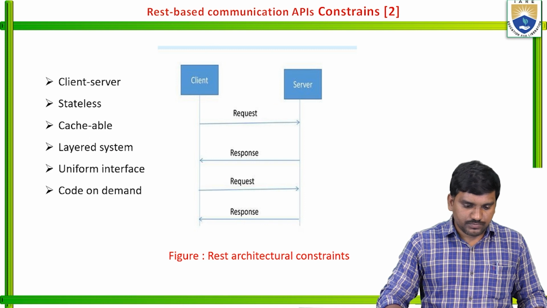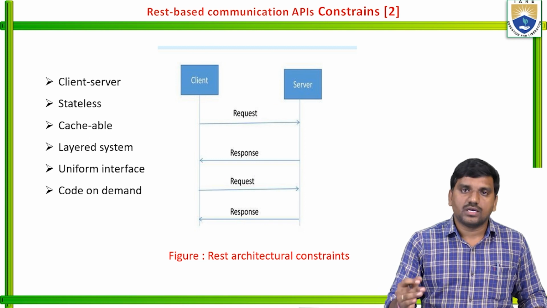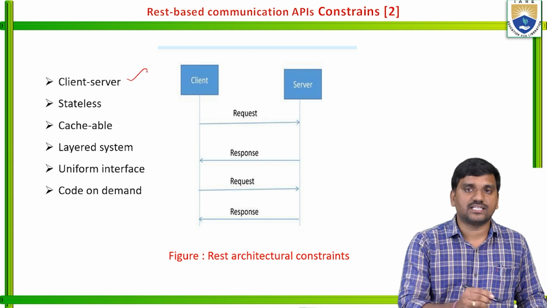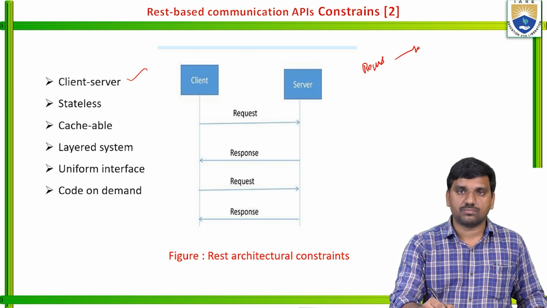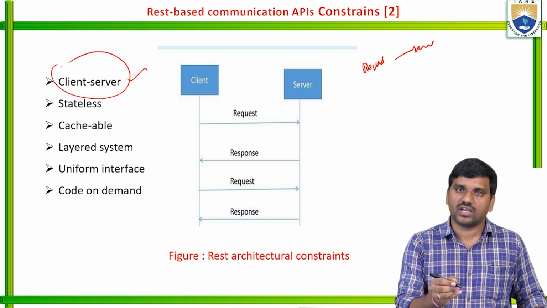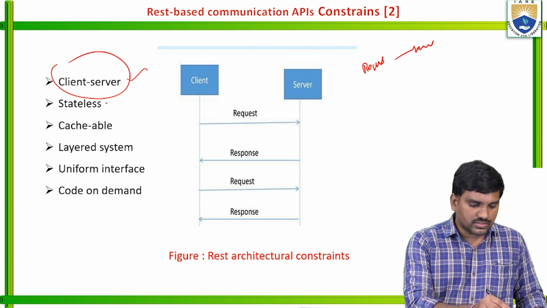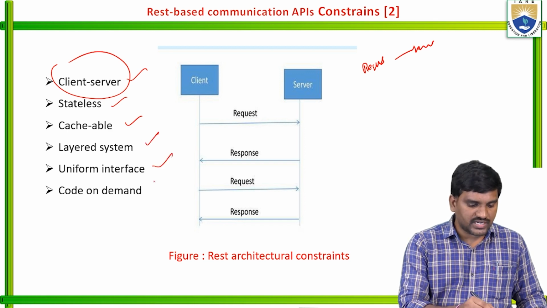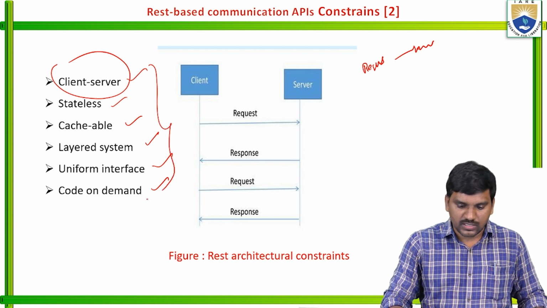Next, move on to the REST-based communication API's constraints. So here we have different types of constraints of REST-based communication API, that is client server. We already know it follows the request response communication model. So the communication is going on in between these two, client and server. This is one of the REST architectural constraints. Next, stateless, cacheable, layered system, uniform interface, code on demand. Just we can elaborate these words in some other words.